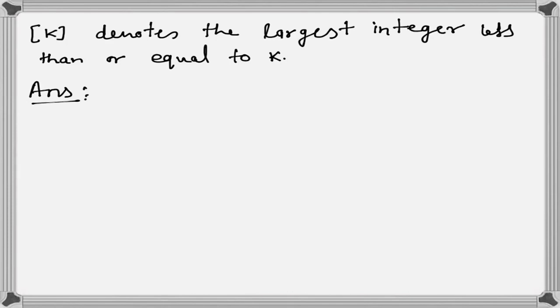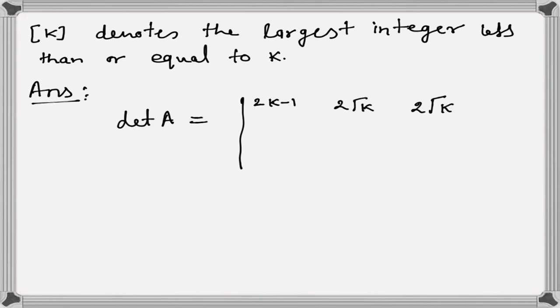So what will be the determinant of A? Let me just write it down: 2k minus 1, 2 root k, 2 root k; 2 root k, 1 minus 2k, minus 2 root k; and 2k minus 1. So let's expand this determinant from the first row.